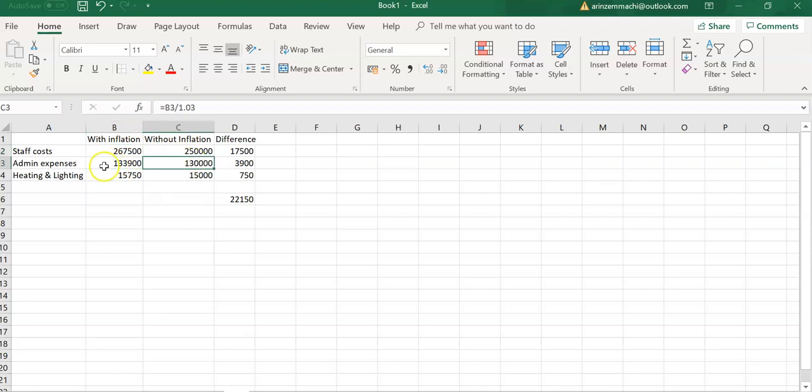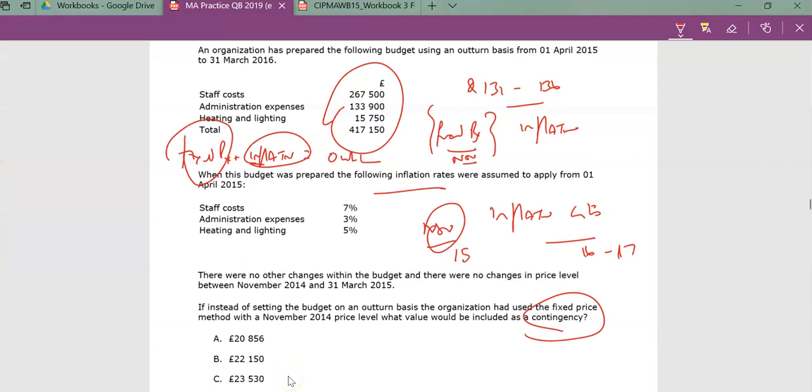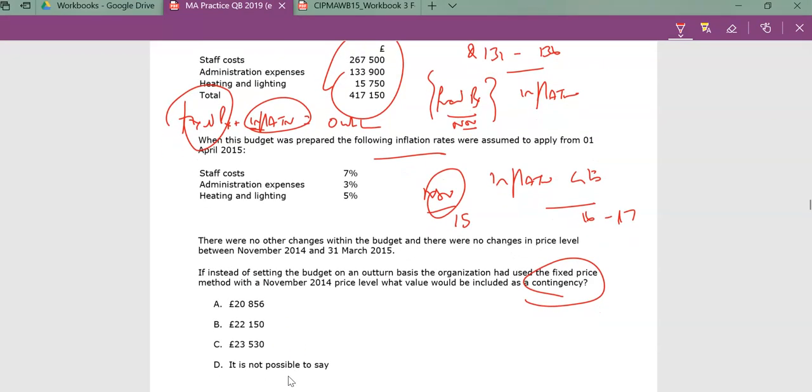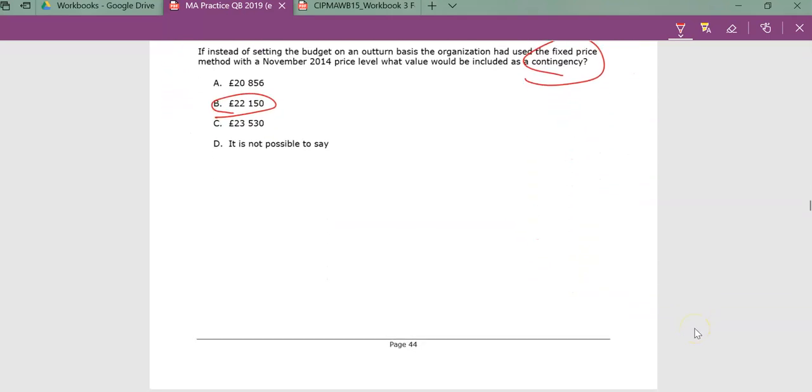The same thing here. I'm told the inflation is 3%, so I need to take out that inflation out of that balloon of 133,900, so I get 130,000, and here take out the inflation of 5%. That's the inflation right there. Add that all together, and you get 22,150, which takes us into B. So that's how you deal with this. There's another question that shows that we see, but that's how we deal with contingency. Okay, great. So that's question 131.